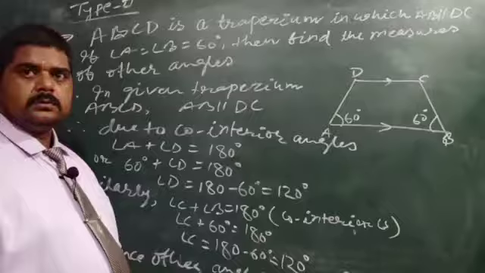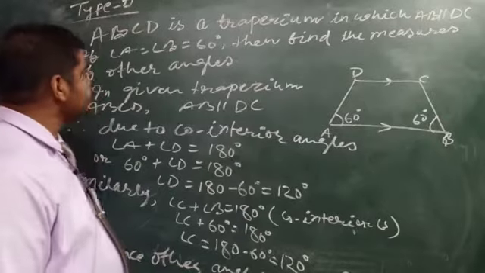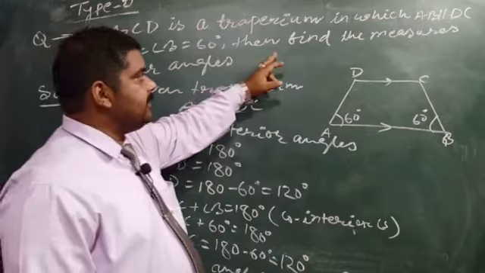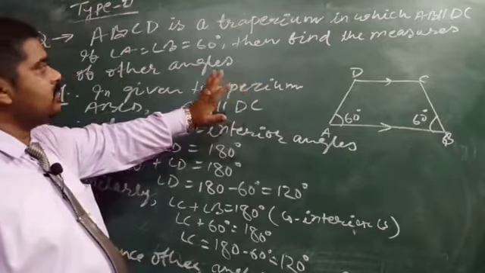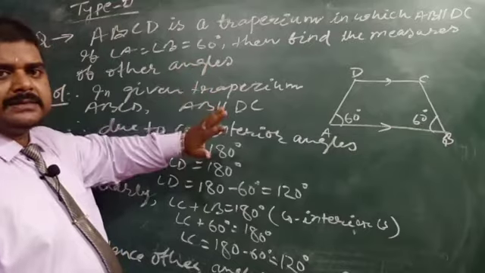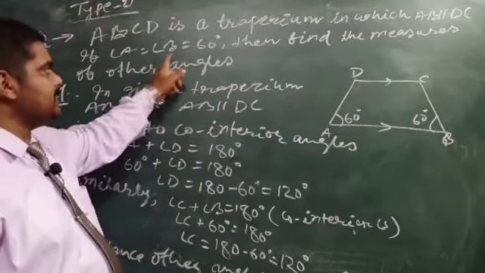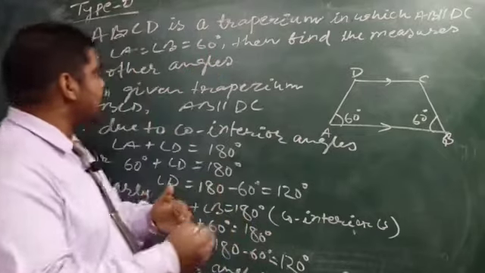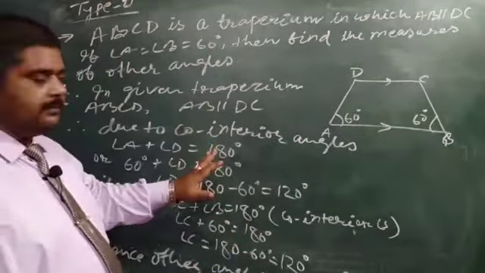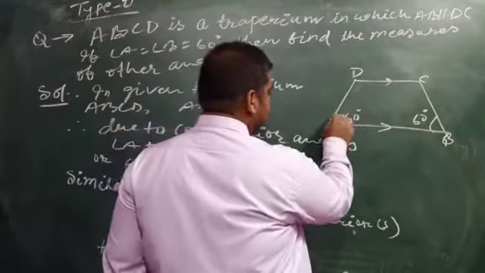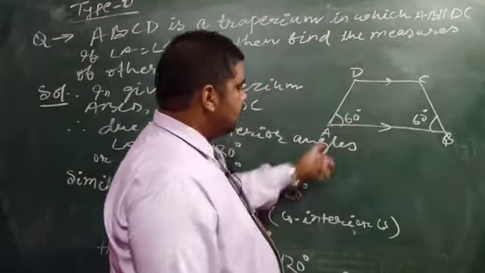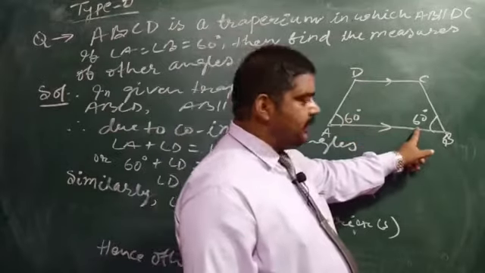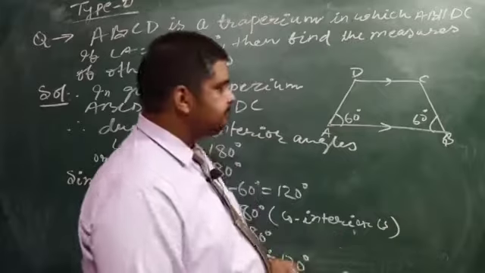145 degrees. My dear student, in this question you can see that ABCD is a trapezium in which AB is parallel to DC and two angles have been given, each of 60 degrees. Then you need to find out the other angles of this trapezium, and I have made the figure for your convenience. AB is parallel to CD and angle A and angle B are equal to 60 degrees.